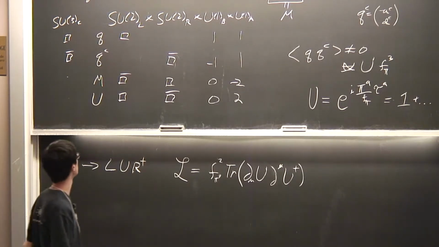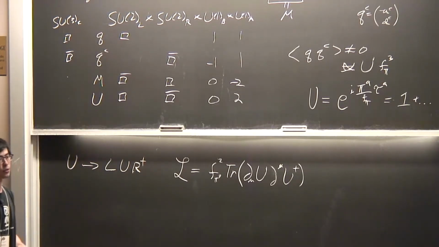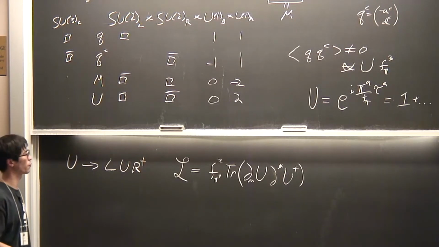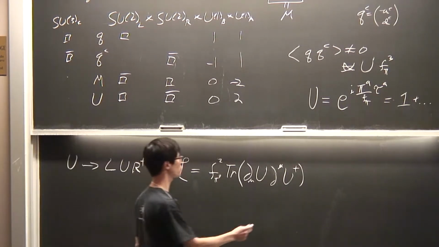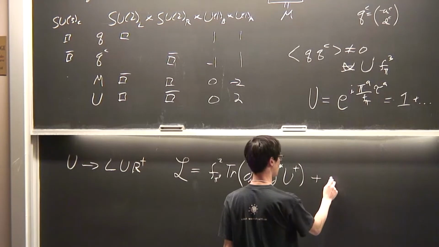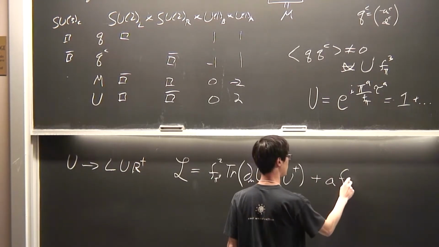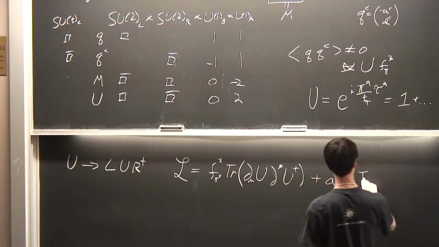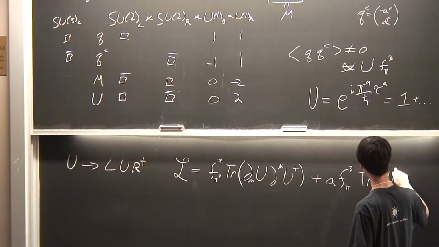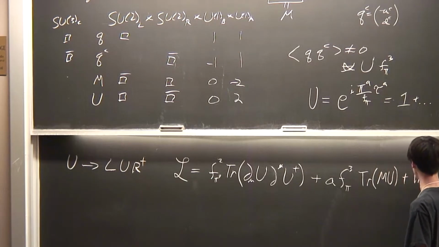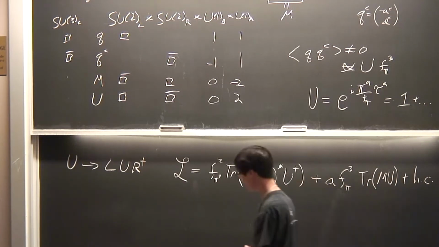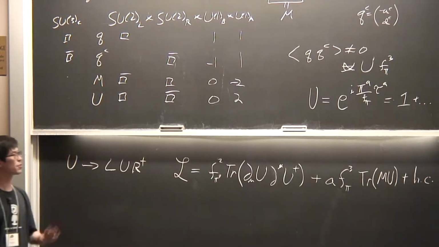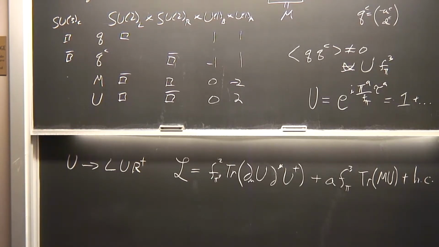And then we're doing a Taylor series in M, so let's go to first order in M. So at first order, you get plus some constant I'm going to call A, again with F cubed for dimensions, times trace of M U, plus the Hermitian conjugate. This is the most general Lagrangian consistent with symmetries, including the spurionic symmetries here.